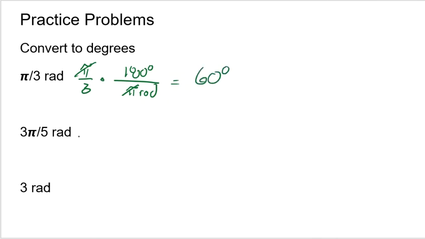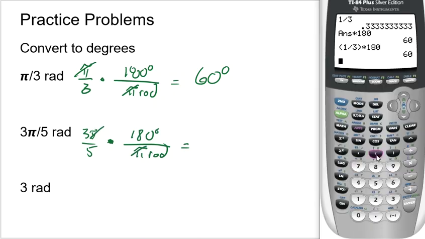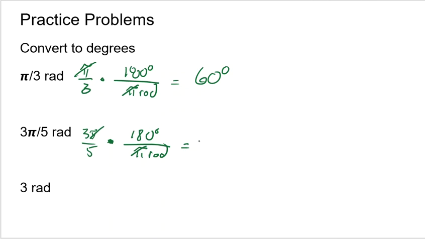All right, let's do 3 pi over 5. Once again, 3 pi over 5 is in radians. So I'm going to multiply that. I'm going to put the pi radians in the bottom. That way the radian measurement or the radian unit cancels. 180 degrees on top. The pi's cancel, which is an added bonus. I'm going to go to my calculator. 3/5 times 180 equals 108 degrees. Awesome, easy.